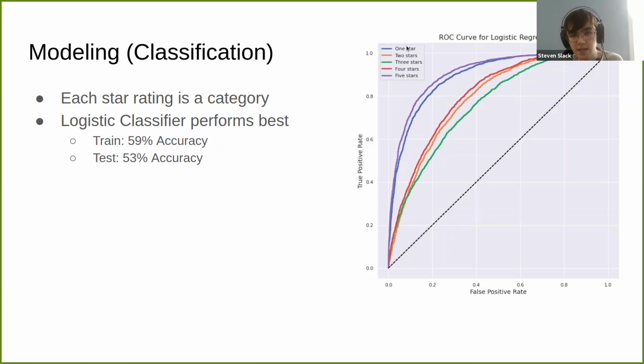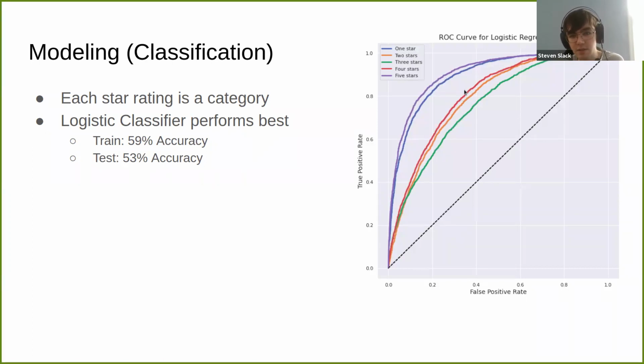So we see at the beginning we have 1 star and 5 star represented by the purple and blue. Those are grouped together, and it makes sense that these are performing the best because these are the two ratings that are the most polarized. Someone's either really happy with the product or they're really upset with it. So these both perform the best.